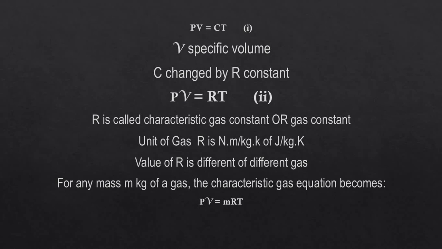The value of the gas constant R is different for different gases. Its value for atmospheric air is taken as 287 joule per kg per Kelvin, or 0.287 kJ per kg per Kelvin.